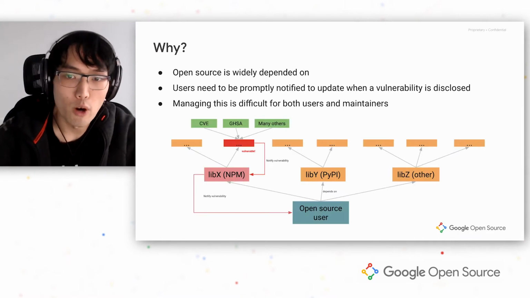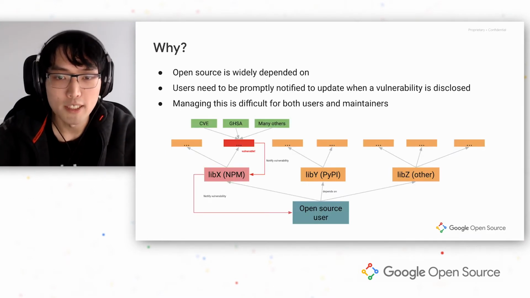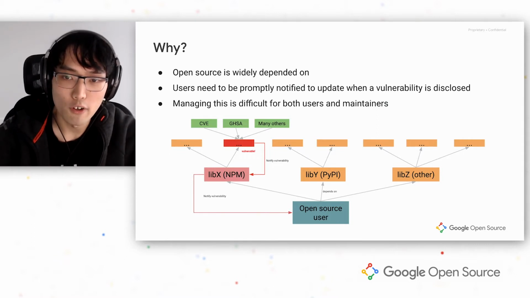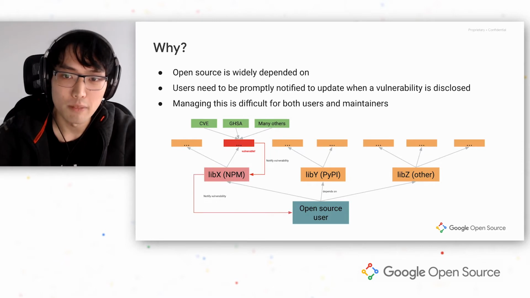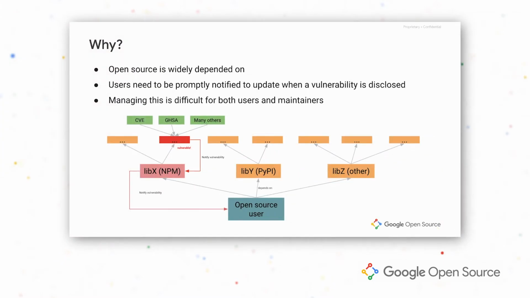So open source is widely used by pretty much everybody, which means that the security of open source is very important to the foundational security of the internet and software ecosystem as a whole. When a vulnerability is discovered in a software project's open source dependencies, the developers need to be promptly notified in order to remain secure and avoid getting exploited.